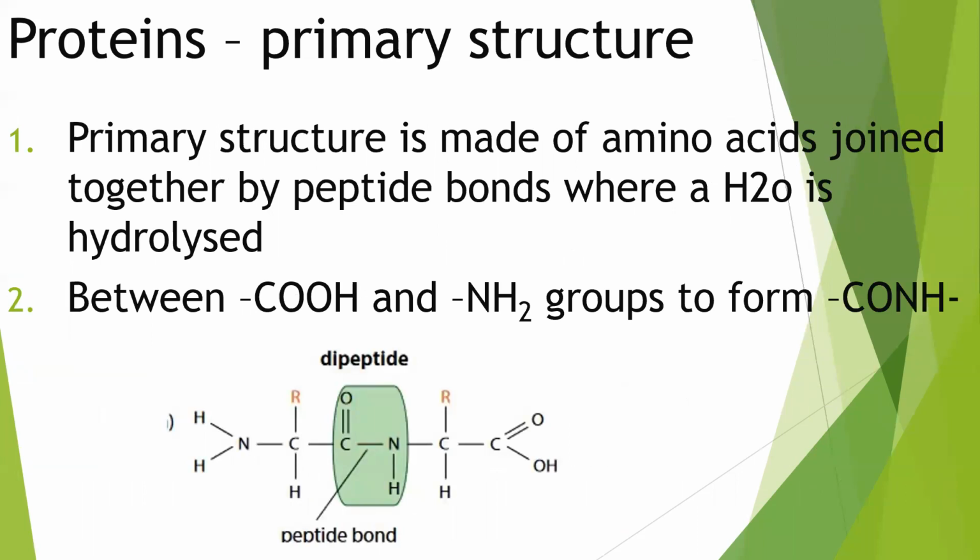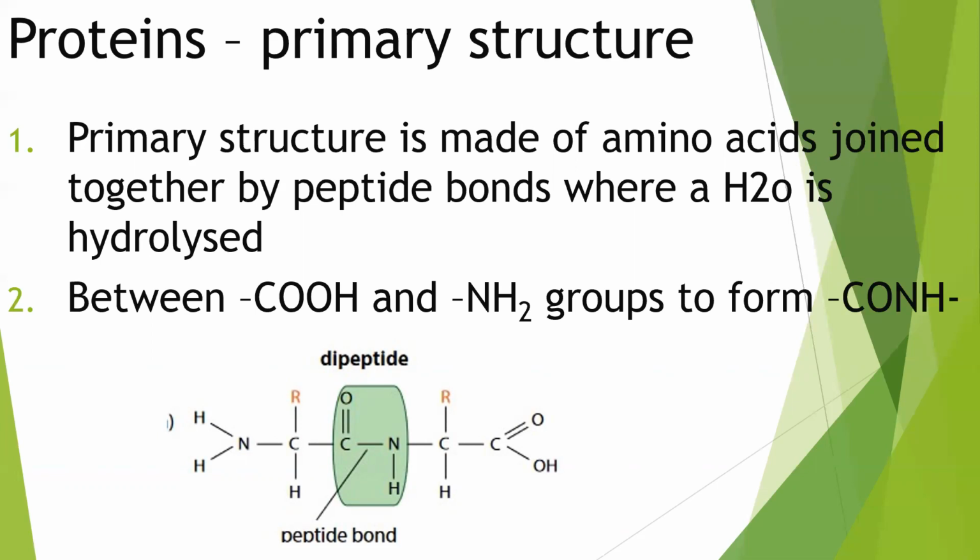Proteins have multiple structures. We have a primary structure, secondary structure, tertiary, and quaternary. Quaternary talks about two or more polypeptides, etc. We'll come to that now. The primary structure is basically the sequence of amino acids, and amino acids are joined together by peptide bonds.